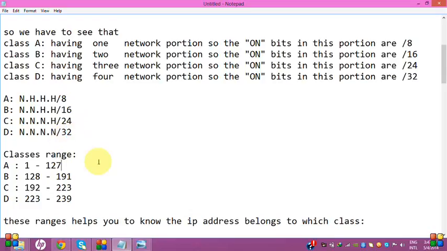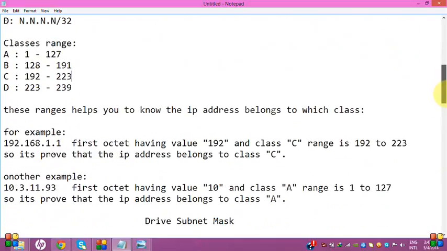Classes range. There are four classes we are discussing. The class A range is from 1 to 127, class B range is 128 to 191, class C range is 192 to 223, and class D range is 224 to 239. These ranges help you to know which class an IP address belongs to.